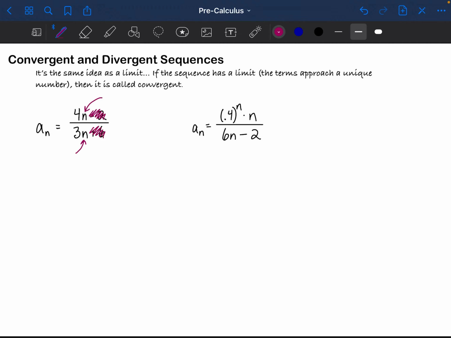They don't really matter. Well, now we've got a different fraction. Now I'm just interested in 4n divided by 3n. Well, I've got an n in the top and the bottom, so those are going to become 1. So this one is just going to approach 4/3.